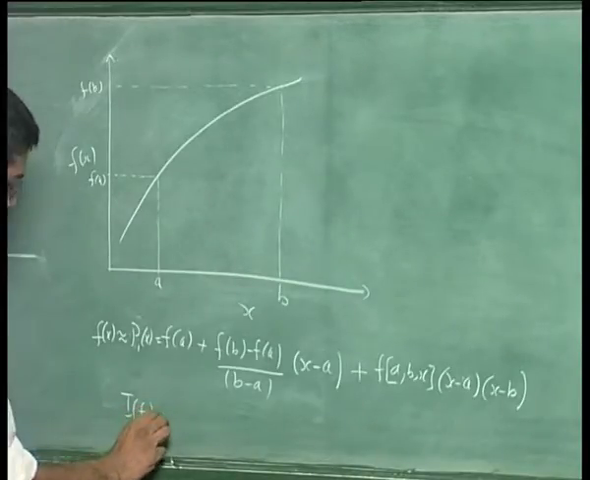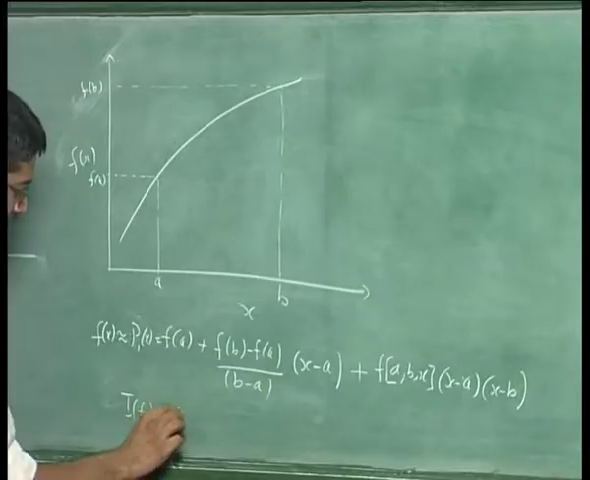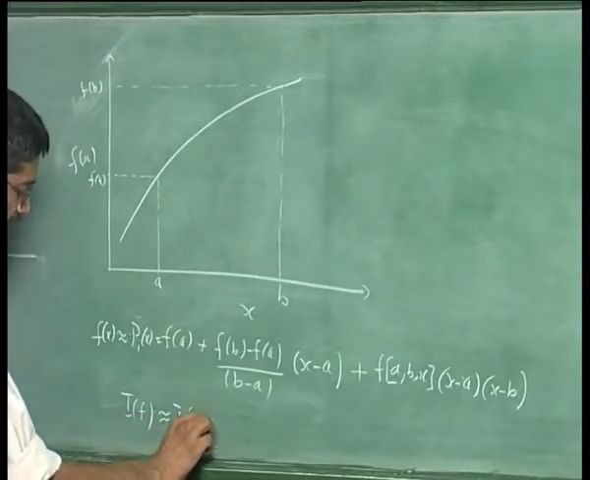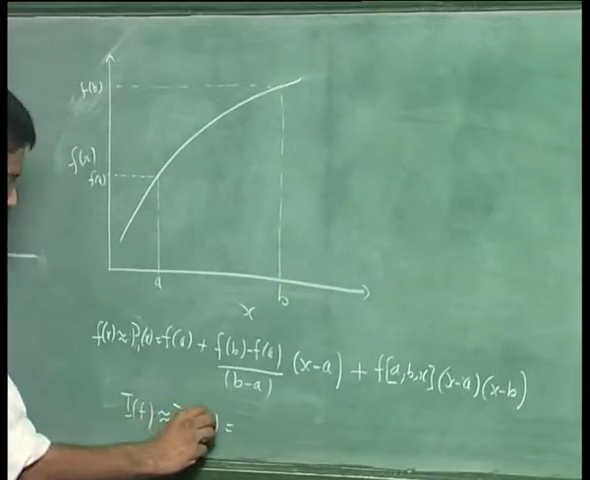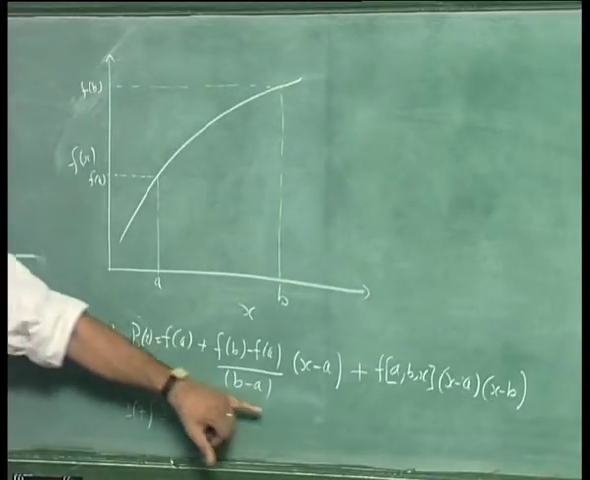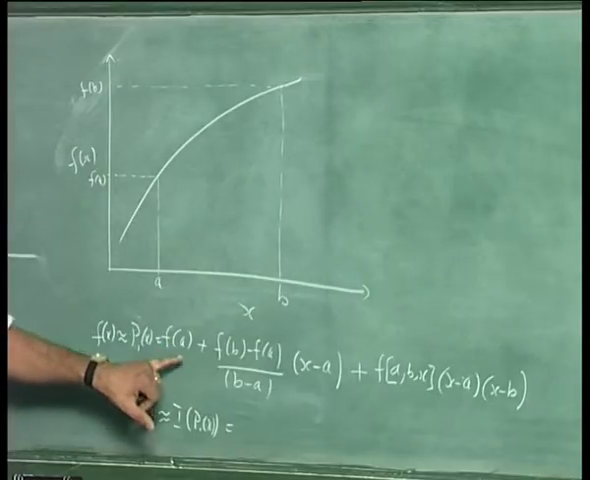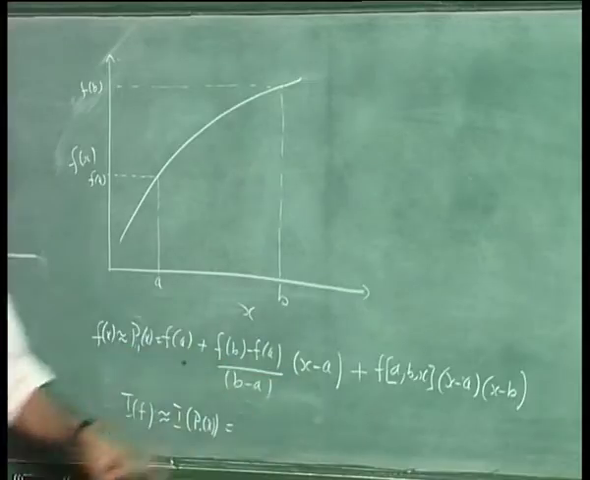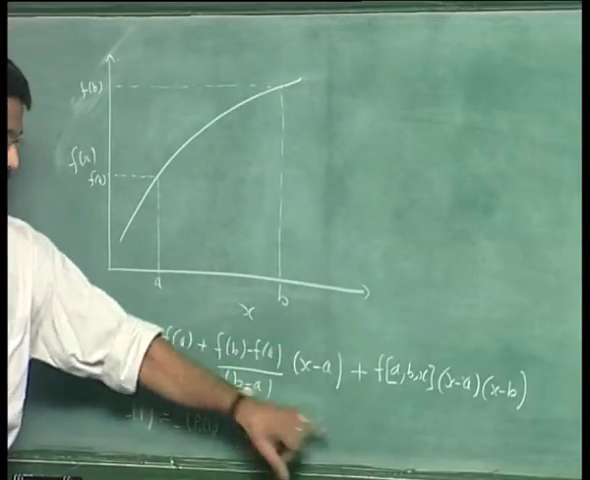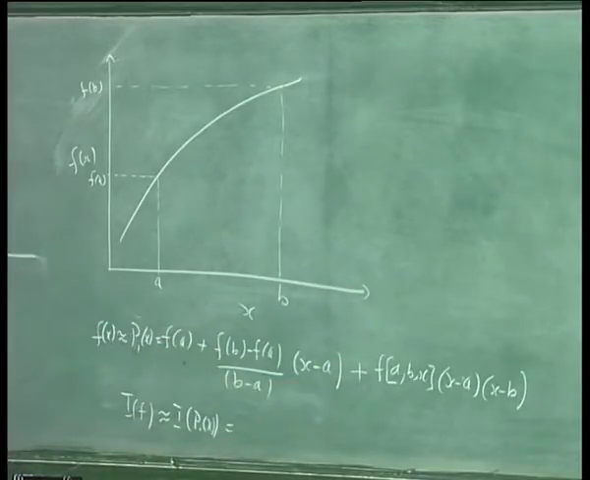Now I of f is approximated by I of p1 of x in the interval a to b. So that would be the integral of this, which is f of a times (b minus a) plus the integral of (x minus a), that is (x minus a) squared by 2, evaluated in the interval a to b.